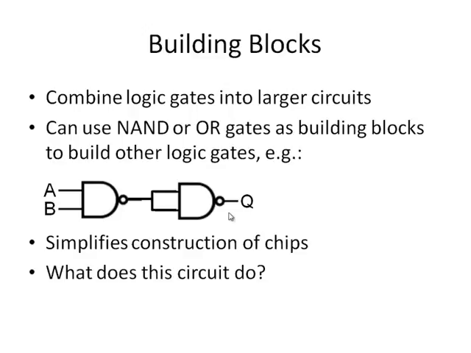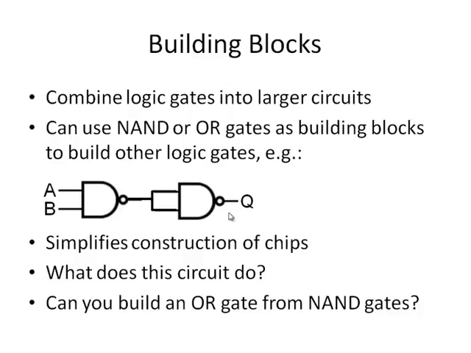And so I've already answered that. The circuit shown there is an AND gate. And there's a wee challenge for you. Could you work out how to build an OR gate using only NAND gates? Or to build a NOR gate from only NAND gates? It is possible.